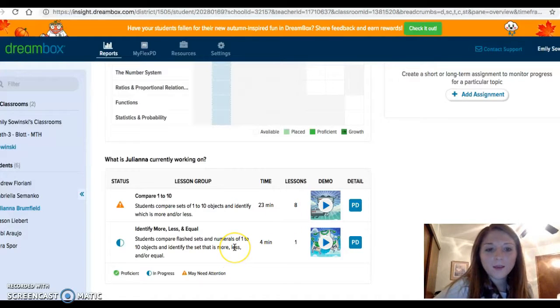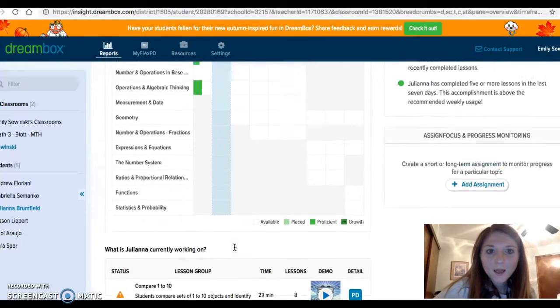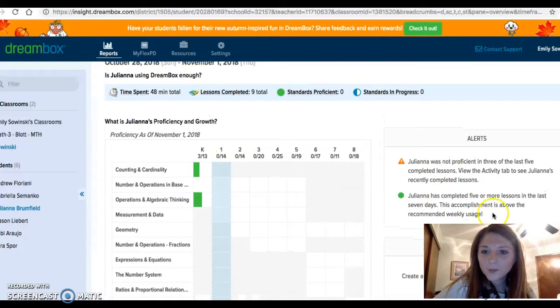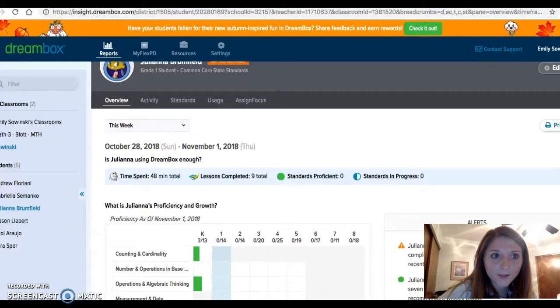I also see the lesson that she's currently working on in progress. I also can see that these green marks are those things that she is proficient in. So it gives me a little bit of alerts there, which is really nice.